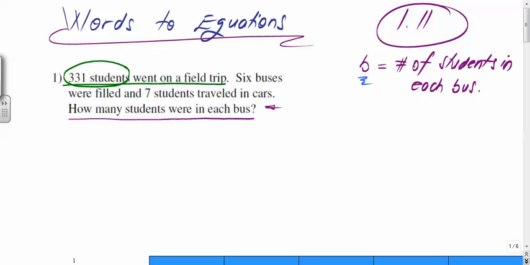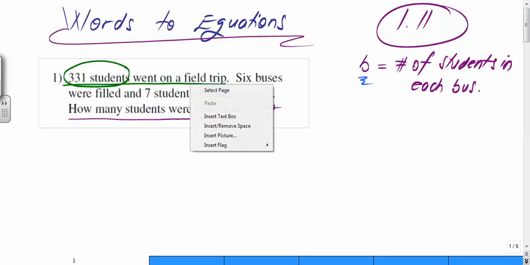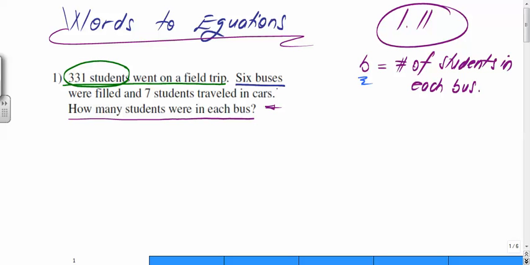What else is given? Well, they're telling us that there are 6 buses. We have 6 school buses, I suppose, that were filled. Besides the 6 buses filled with students, we also have 7 students that traveled in cars.